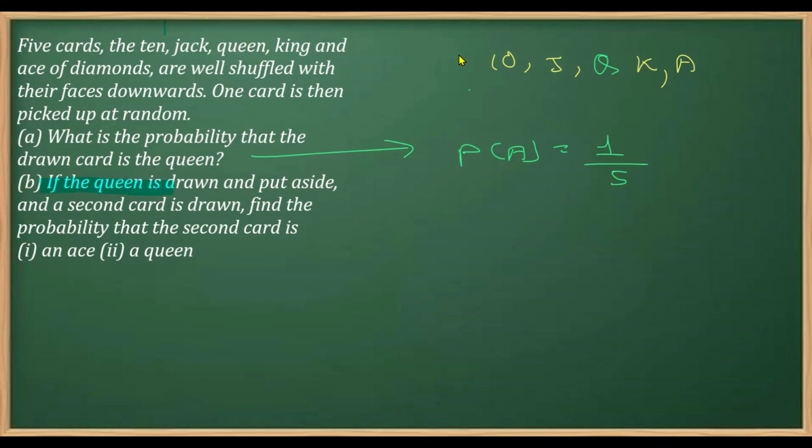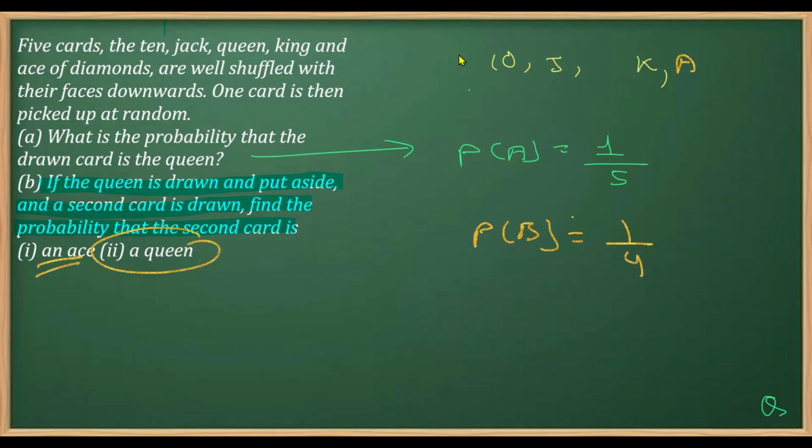Now check for the other part. Next it says that if the queen is drawn, it is put aside. Now we do not have queen. Let me put this aside. We don't have queen now. And a second card is drawn. Find the probability that the second card is an ace. All right, so we have one ace. As you can see from here, we are left to have one ace. But this time you should remember, if I take PB here, we have 1 as the favorable and the total as, sorry, 4 and not 5. So that is for an ace.